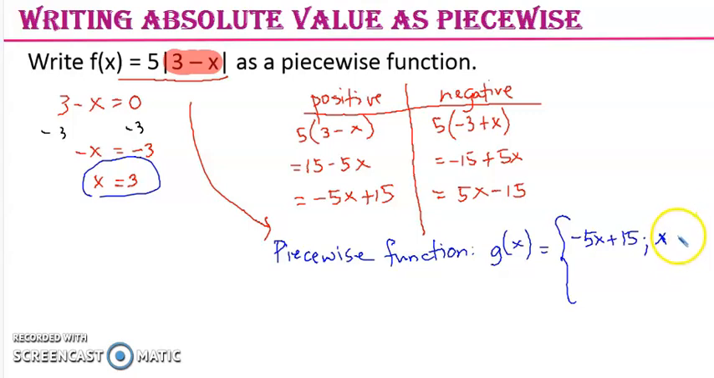We're going to split that where x is less than or equal to 3, and the other piece is 5x minus 15, and the domain is x greater than 3. Remember, that's the split. And that's basically it. So again, the absolute value function was redefined as a piecewise function as this.